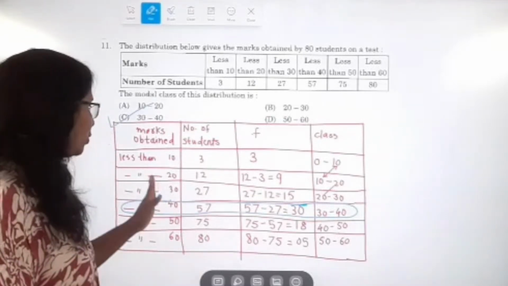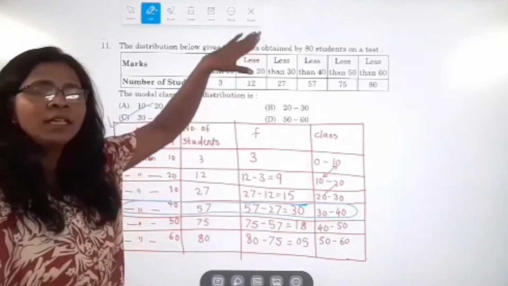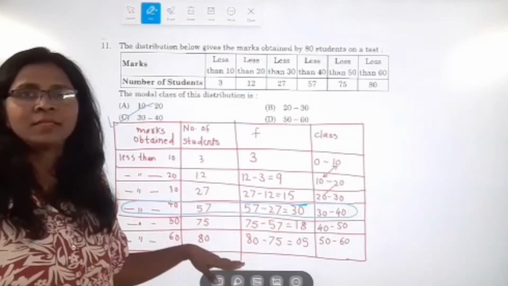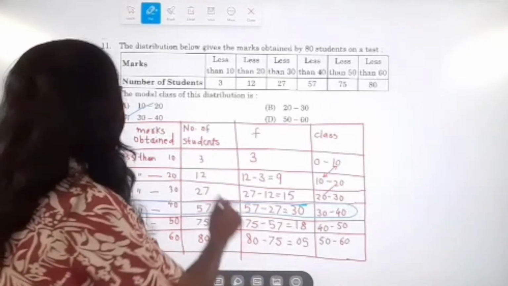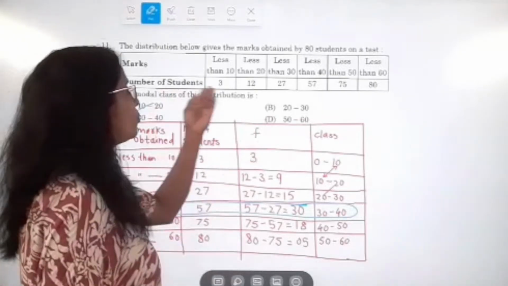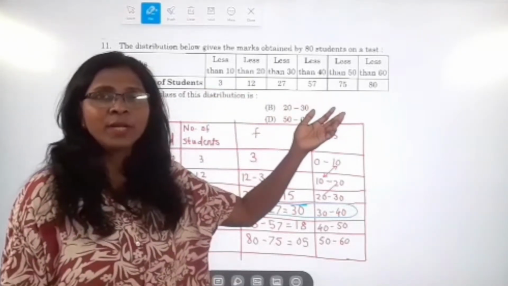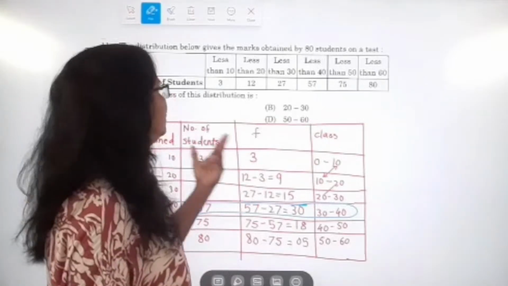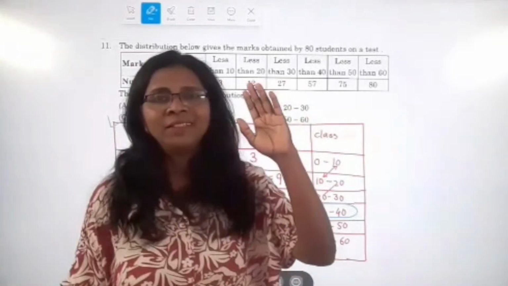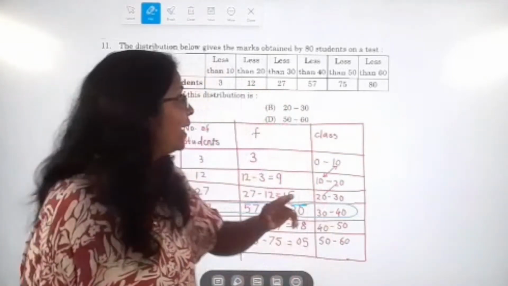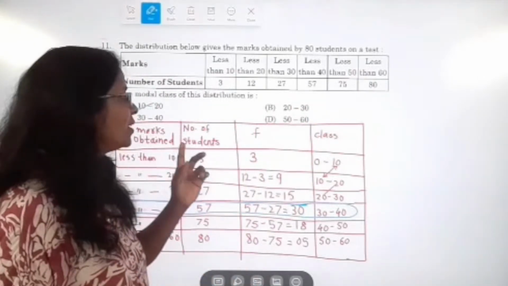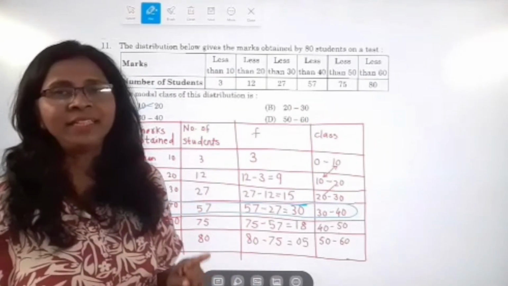You have to arrange the given information in the vertical form, and then you can conclude the class. Otherwise not. If you observe the horizontal table, you might say that 80 is the highest frequency and that 50 to 60 is the correct answer. No students, that will not be the correct answer. That is the wrong answer.